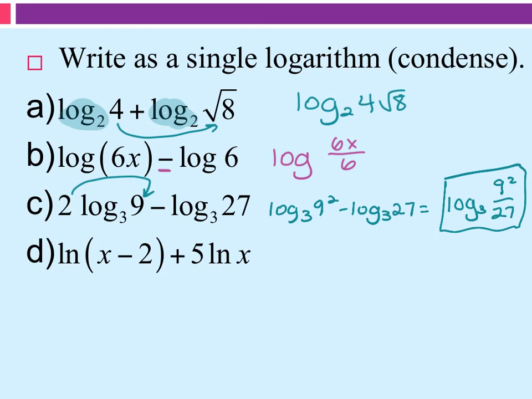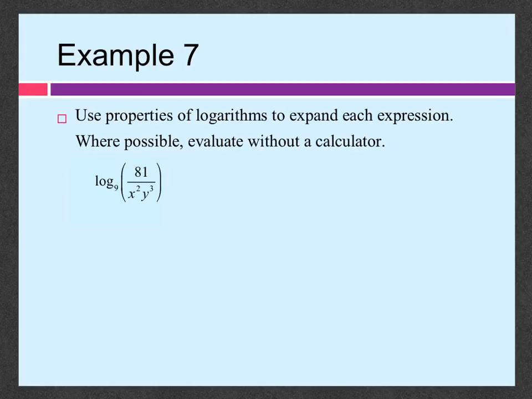And then the last one is ln of x minus 2 plus 5 ln of x. So the 5 is going to become the exponent on the x. I'd get ln of x minus 2 plus ln of x to the 5th. And I'd get ln of x minus 2 over x to the 5th. Why is it over multiplication? Oh, sorry, I just thought, that's totally wrong. It should be times: x minus 2 times x to the 5th. And that order doesn't matter. You can put x to the 5th on the front if you want to. Questions on those?